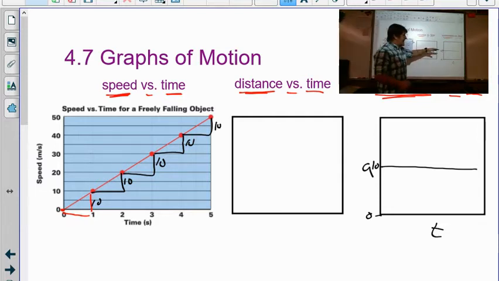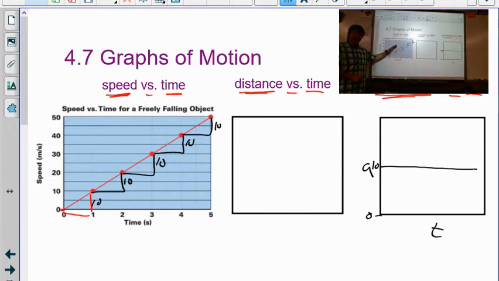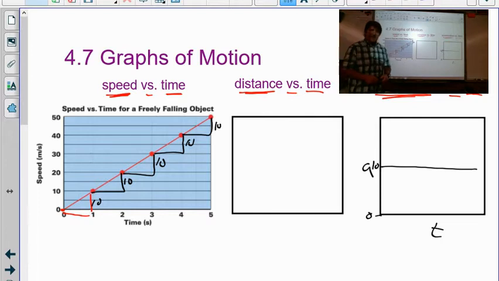So recognize that a flat line on an acceleration versus time graph is going to give me a linear line on a speed or velocity versus time graph. And the slope is going to be where I put my flat line. Okay. So then how is that going to affect distance?